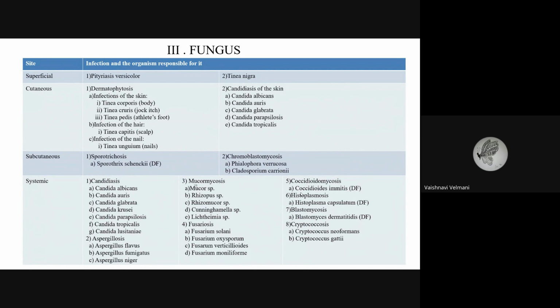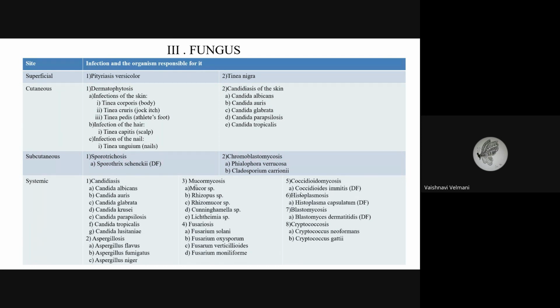and candidiasis. Dermatophytosis is the infection of the skin, hair, and nail, etc. These are caused by the Tinea species, and candidiasis of the skin is more common, and all the Candida species will be included in this. And the subcutaneous, this is deeper than the cutaneous layer. So the two infections that occur are sporotrichosis and chromoblastomycosis.